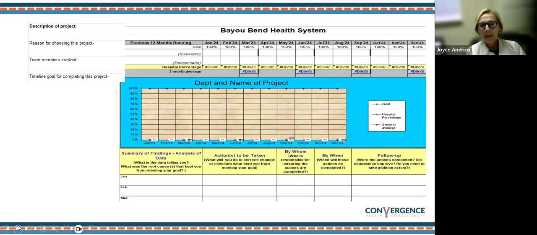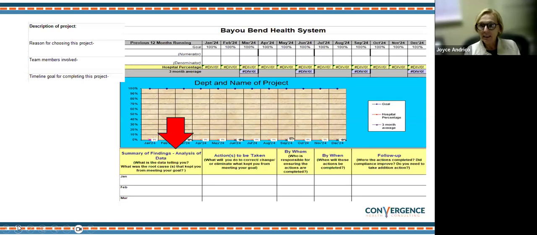Next slide. So this is just a spreadsheet and a graph that we use to display our PI projects. You put your goals in, put in whatever you're measuring for your numerator and denominator. And on the bottom is probably the most important piece. Next slide. The summary of the findings. So once you put your data and look at it, what is it telling you? It's not just telling you a percent, it's telling you more.